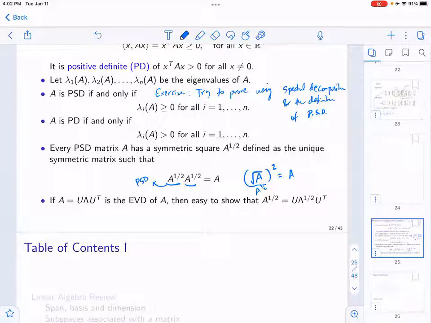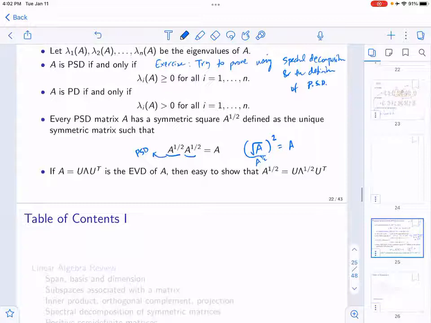And an easy way to derive it: if you have the eigenvalue decomposition for the symmetric matrix, and it's positive semi-definite, you know that the diagonal elements of lambda are non-negative. So you just take the square root of the diagonal elements, leave U and U transpose intact, and this gives you the square root of A. And the square root of a diagonal matrix is just what you would expect: you take the square root of the elements on the diagonal.